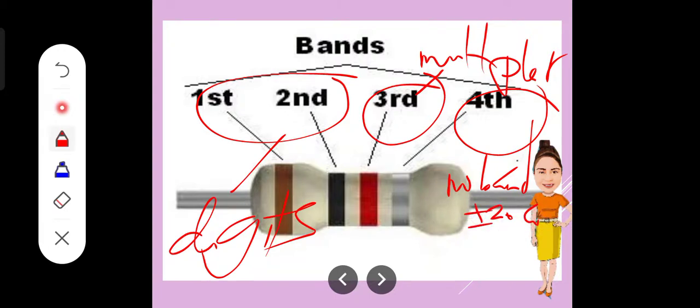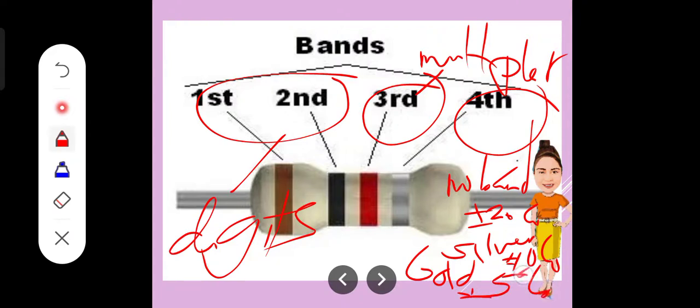Positive, negative 20%. Pag silver band, this one is positive, negative 10%. And lastly, pag gold band, this one is positive, negative 5%. Again, pag no band, positive, negative 20%. Silver band, positive, negative 10%. And gold band is positive, negative 5%.